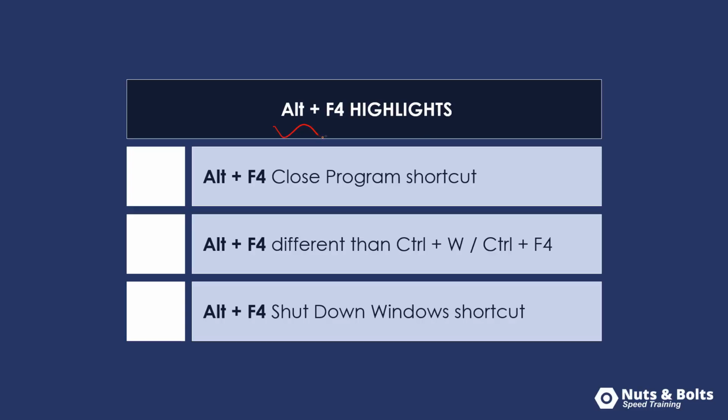So what does Alt+F4 do? Alt+F4 is our close program or close application shortcut. Alt+F4 is different than Control+W and Control+F4, which are just closing your documents. And we can also use Alt+F4 to launch the shutdown Windows dialog box, both in Windows 10 and Windows 11.